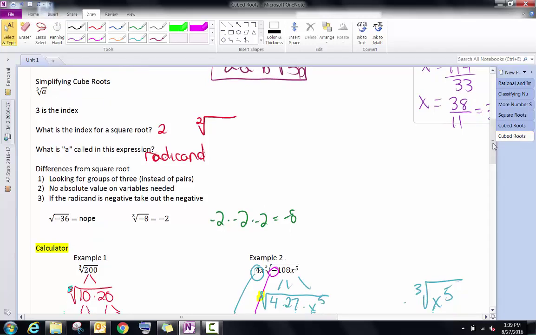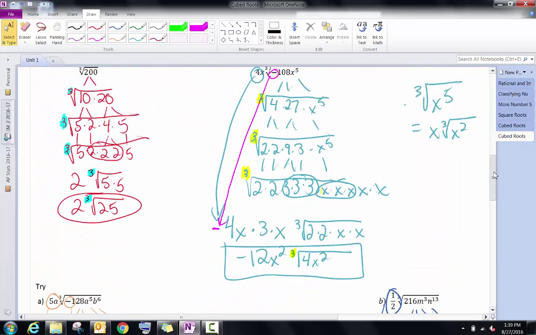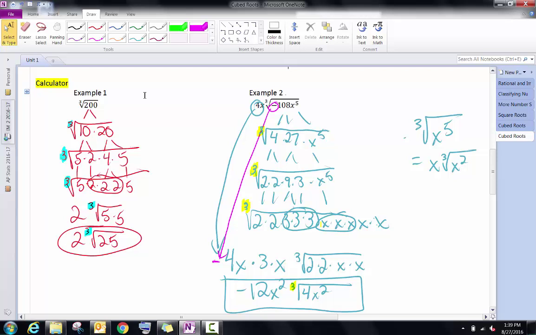All right, well, here's a couple examples. First example, the cube root of 200. So we break down 200 into 10 and 20. 10 is 5 and 2, 20 is 4 and 5, and then we can break down that 4 into 2, 2. So we have 2 5s and 3 2s, just like we've done before. Notice I had the cubed root on all of those. I don't want to forget that and think it's a square root, so I highlighted that to make sure that we remember it.